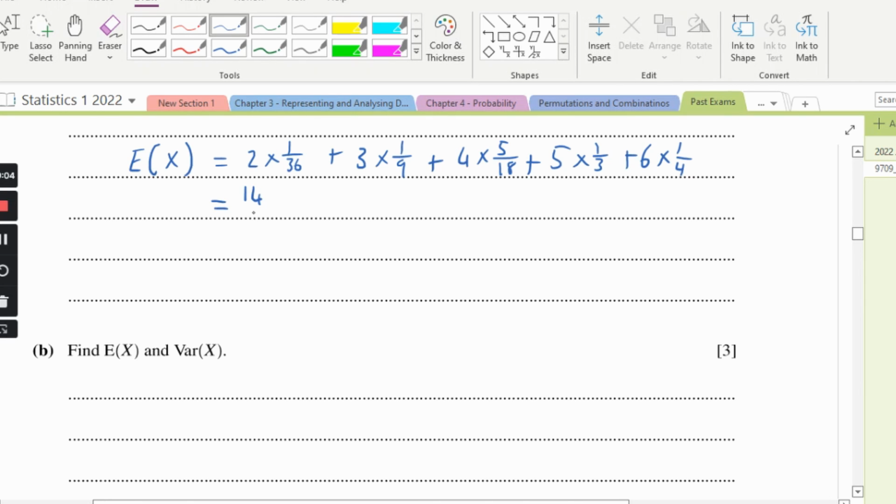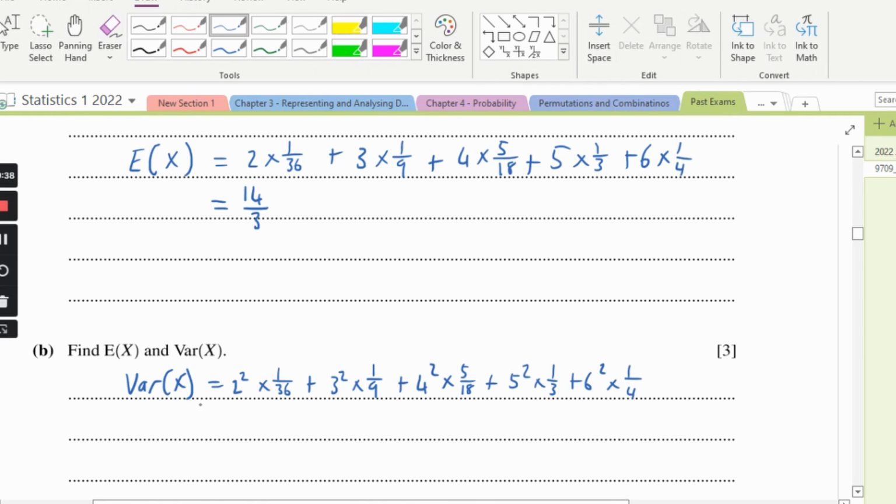I'm getting 14/3. Yep. All right, and then we're doing VRX. So this one, we square the x values. So 2 squared times 1/36, plus 3 squared times 1/9, plus 4 squared times 5/18, plus 5 squared times 1/3, plus 6 squared times 1/4.